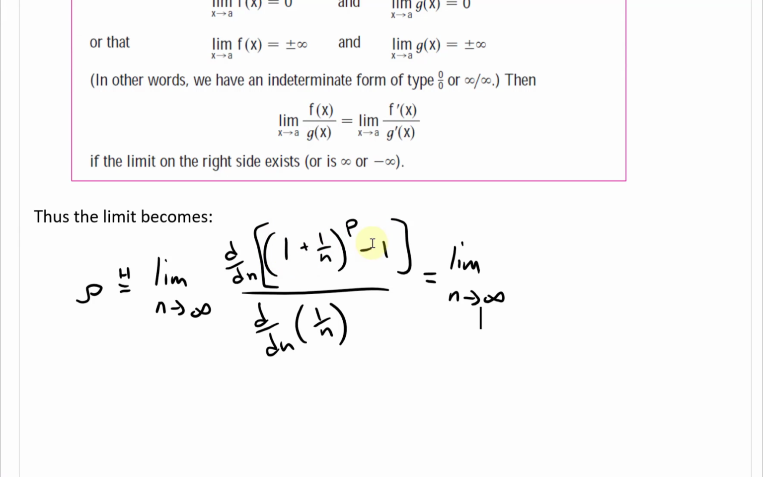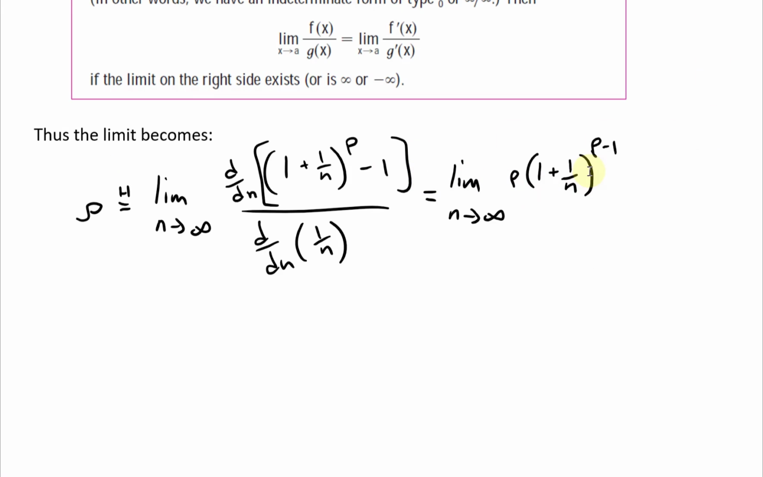Now this equals the limit as n approaches infinity of, for the derivative of this term right here, that's just the power rule. P goes down, so we have p times 1 plus 1 over n, and then we subtract from the power, so p minus 1.